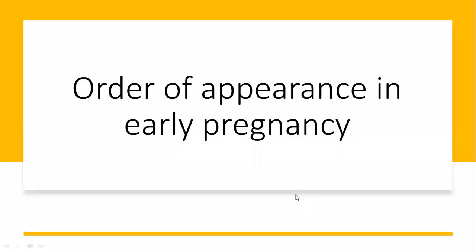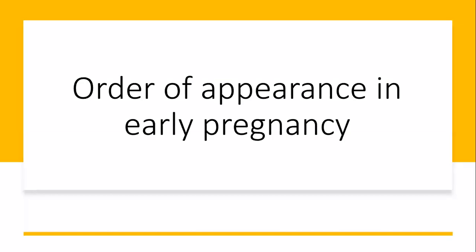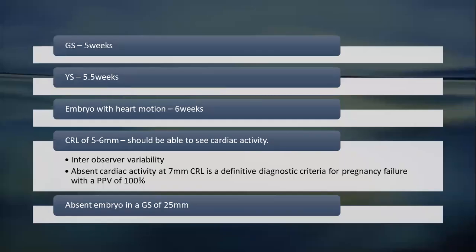So we now need to talk about normal pregnancy, the order of how things appear, especially looking at ultrasound. At approximately 5 weeks, we expect to see a gestational sac. At approximately 5.5 weeks, we expect to see a yolk sac. Then after 6 weeks, we expect to see an embryo with cardiac activity, that is the heart motion. We'll discuss in detail the statement that with a CRL of 5 to 6 millimeters, we should be able to see cardiac activity.